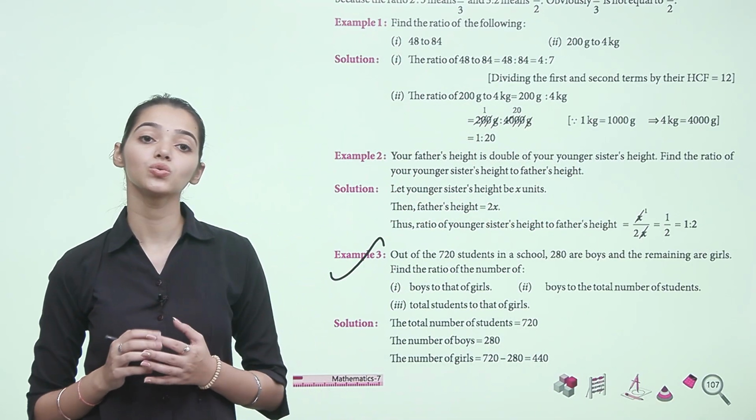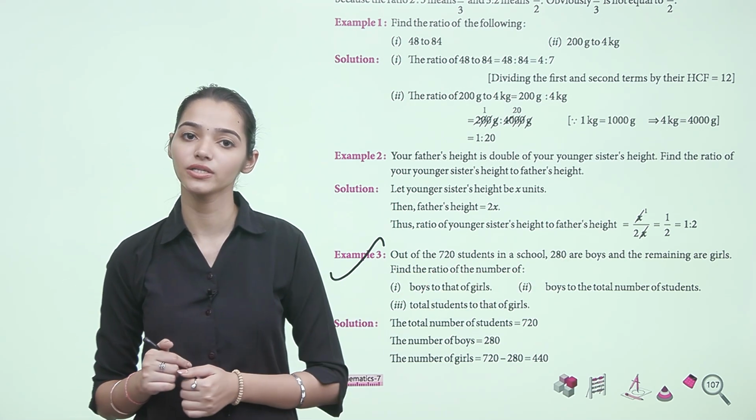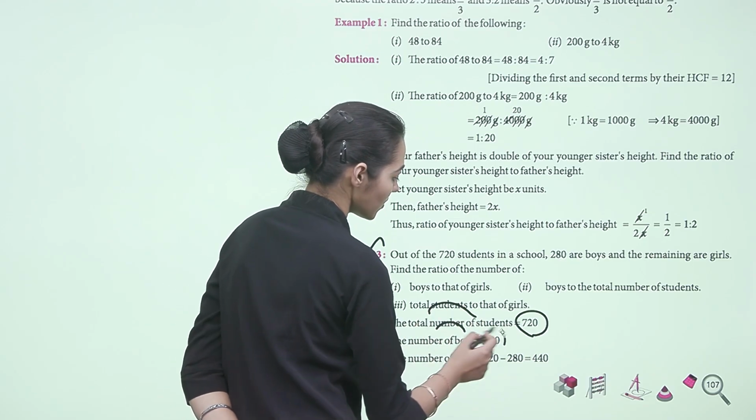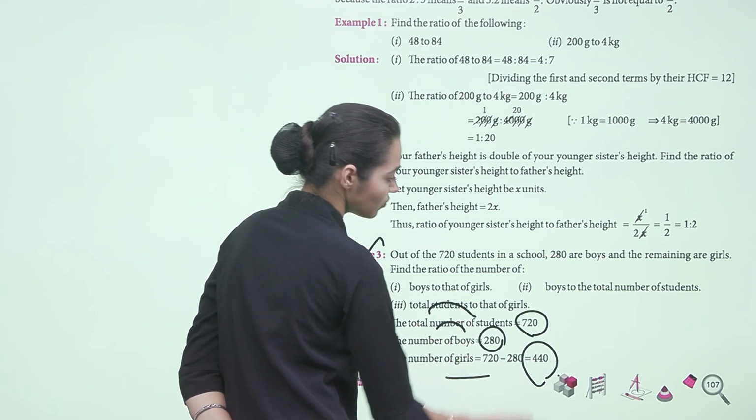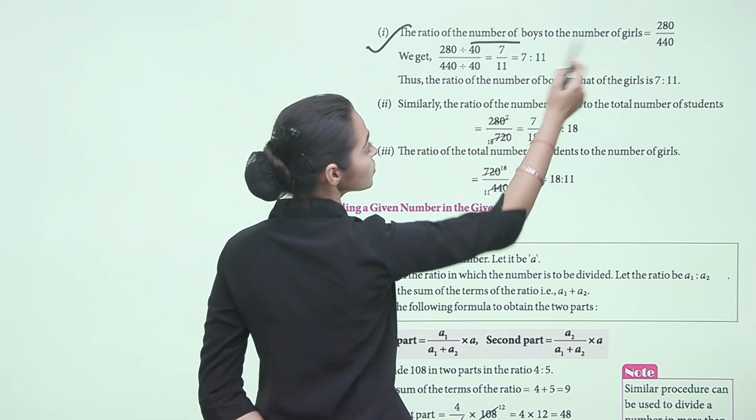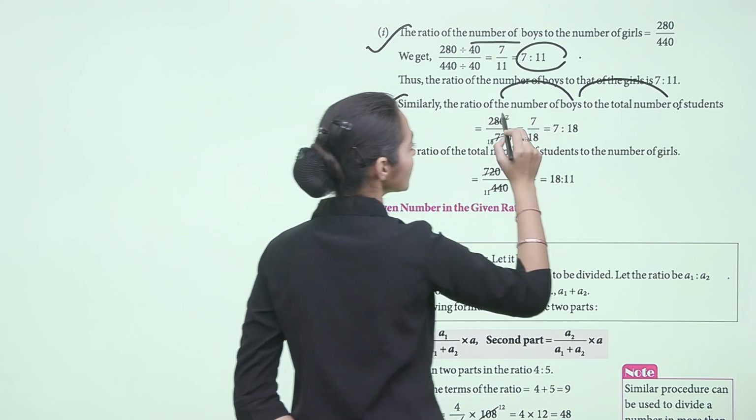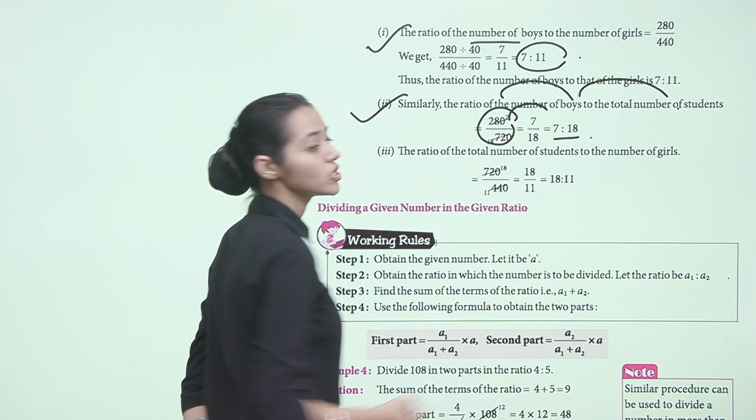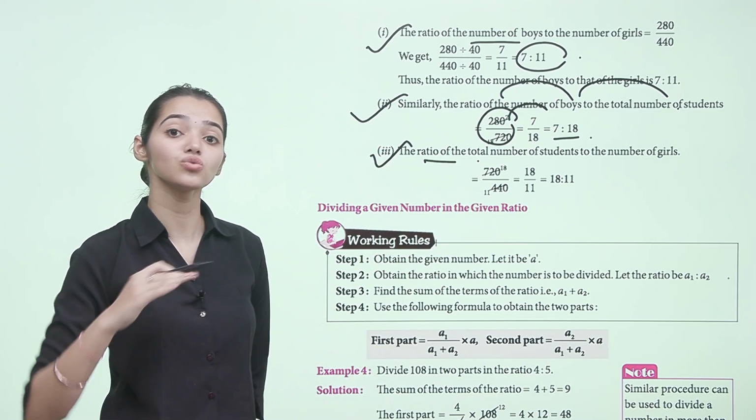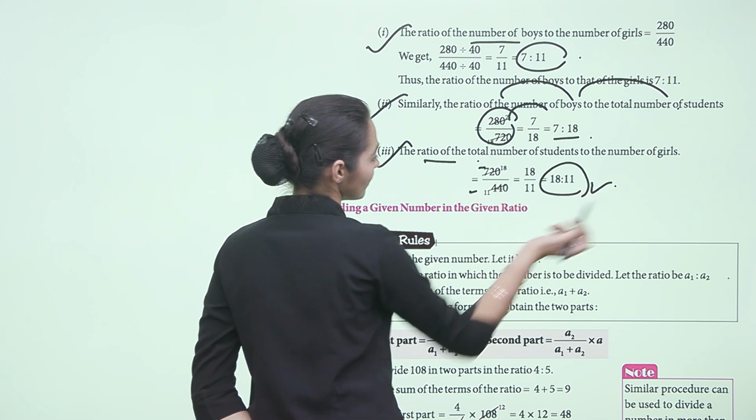Example number 3. We are told that out of 720 students, 280 are boys and the remaining are girls. We have to find the ratio of boys to girls. The total number of students is 720 and the number of boys is 280, so the number of girls will be 440. The ratio of boys to girls is 7:11. Similarly, the ratio of boys to total students, that is 280 by 720, is 7:18. And the ratio of total students to girls, that is 720 by 440, is 18:11.